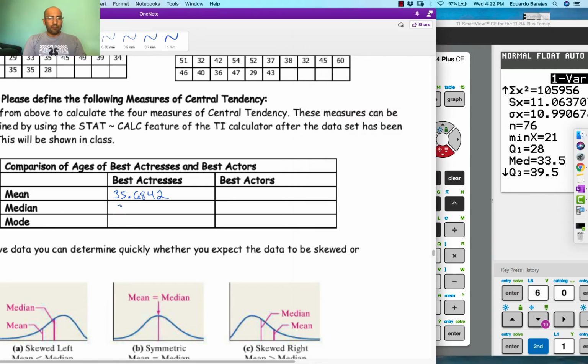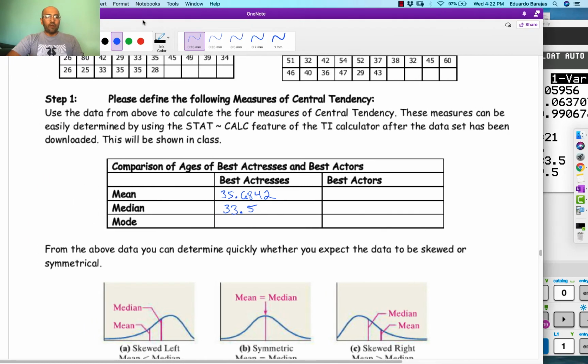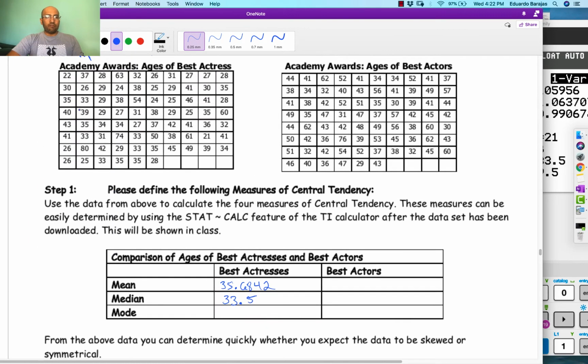Just going back over here, this is 33.5. Okay, remember the formula for these, how we found them. The mean is the result of adding up all of these numbers, 22 plus 37 plus 28 plus 30 plus 63 plus 32, all the way down. So add them all up, divide by the number of values, the number of entries, and that's how you get the mean. The median, on the other hand, is if we order these from the smallest to the largest, then the number right in the middle is going to be 33.5.